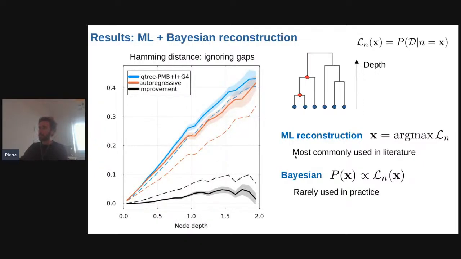You can also do Bayesian reconstruction. Not in the full sense, just in the sense that you sample from the likelihood, so you use the likelihood as a prior probability. And here you get the solid curves. The dashed lines are the ones from before, and the solid curves are the Bayesian reconstruction. Here you see that it gets worse, typically further away from the truth, but you still have an improvement.